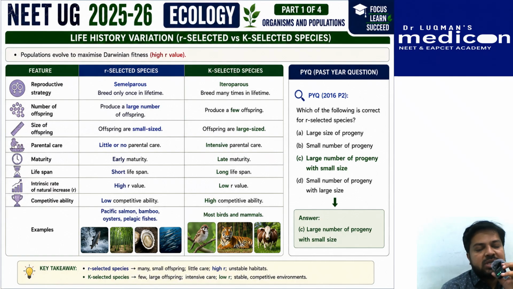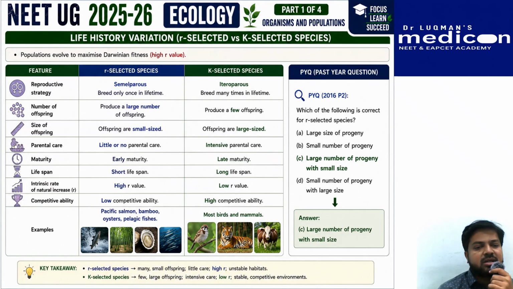In the same way, produce a large number of offspring in R selected species, and in K selected species produce a few offspring. Offspring are small sized in R selected species, and offspring are large sized in K selected species. Little or no parental care in R, intensive parental care in K. Early maturity in R and late maturity in K. Short lifespan in R and long lifespan in K. High r value in R and low r value in K. Low competitive ability in R and high competitive ability in K.